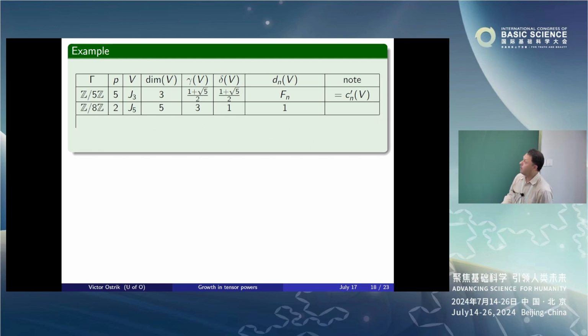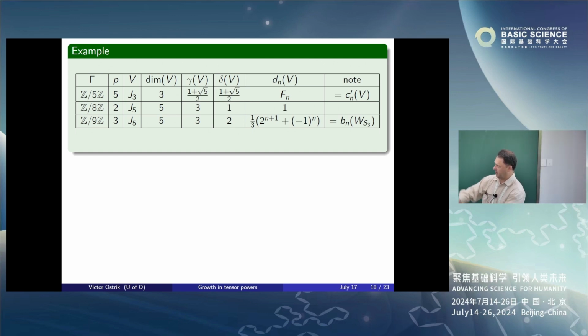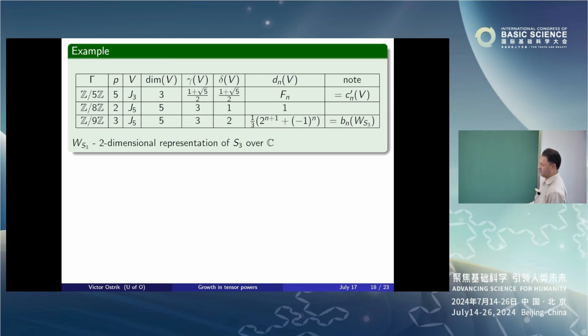Okay, so this is Z mod 8. Now Z mod 9. Again, let us play the same game. The characteristic is 3. Let us again take the representation which corresponds to Jordan cells of size 5. Again, in this case, you can compute gamma and delta, and they are again different numbers. You can compute explicitly the sequence Dn of V. And there is something I want you to observe. We've seen this sequence before. The sequence appeared in the very beginning of this talk. This is not a coincidence; there is a good explanation for this.